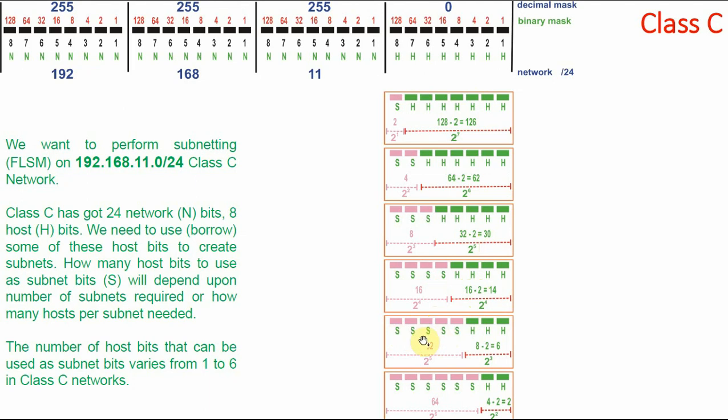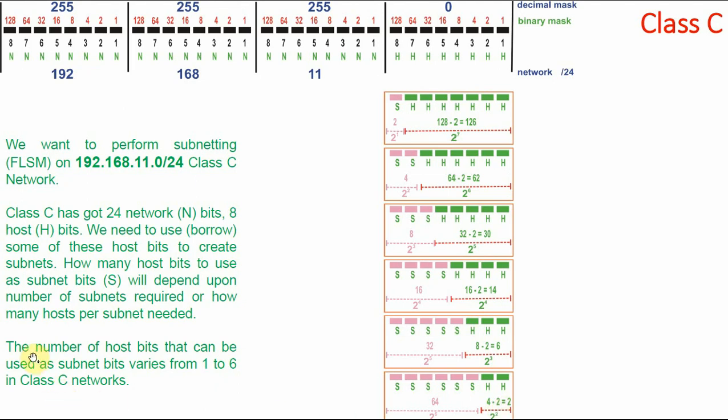Same way, if we borrow or use 5 bits as subnet bits, then 2 power 5, 32 different subnets are possible. And how many hosts can there be? 2 power 3, 8, minus 2, effectively 6. Same way, if we use 6 host bits as subnet bits, then 2 power 6, 64 subnets are possible, and with each one how many hosts? 2 power 2, 4, minus 2, equivalent to 2.